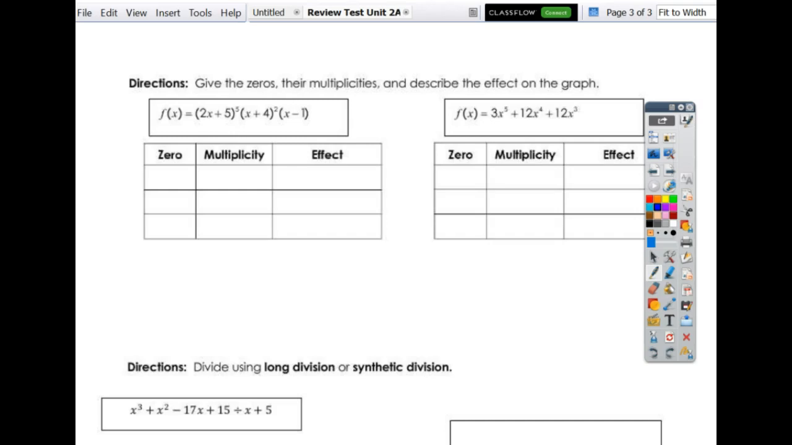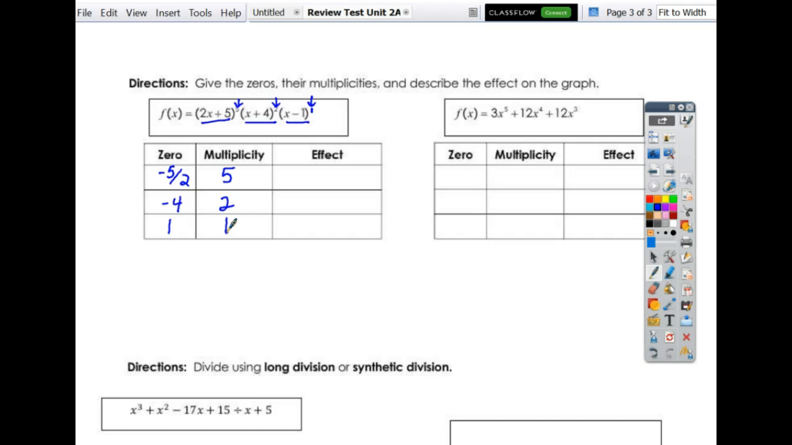Okay, so next we're going to find the zeros and their multiplicity. So the 0 for here is negative 5 over 2. The 0 for here is negative 4. And the 0 for here is 1. The multiplicity comes from the exponent. And since there isn't one here, that's a 1. So this is a 5, a 2, and a 1.